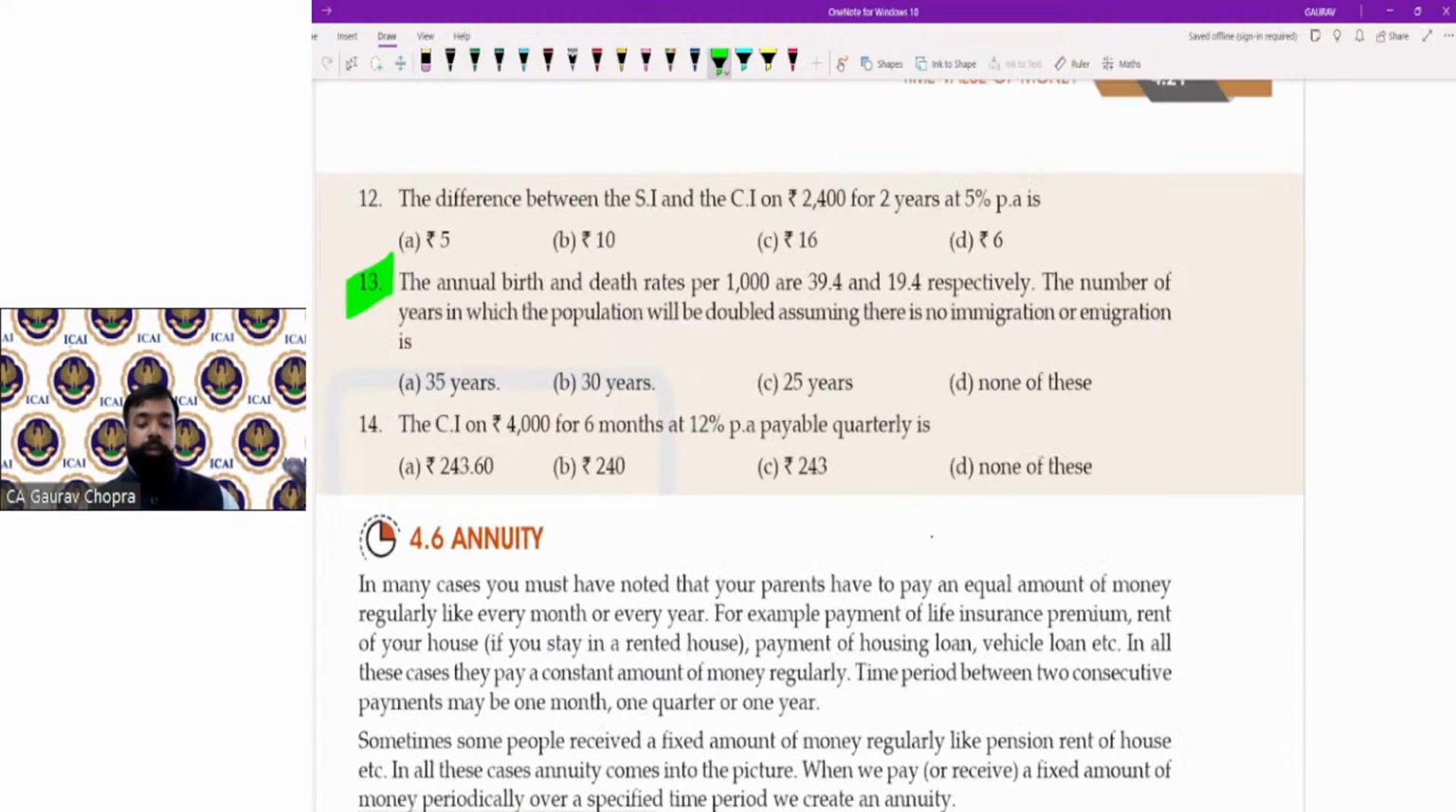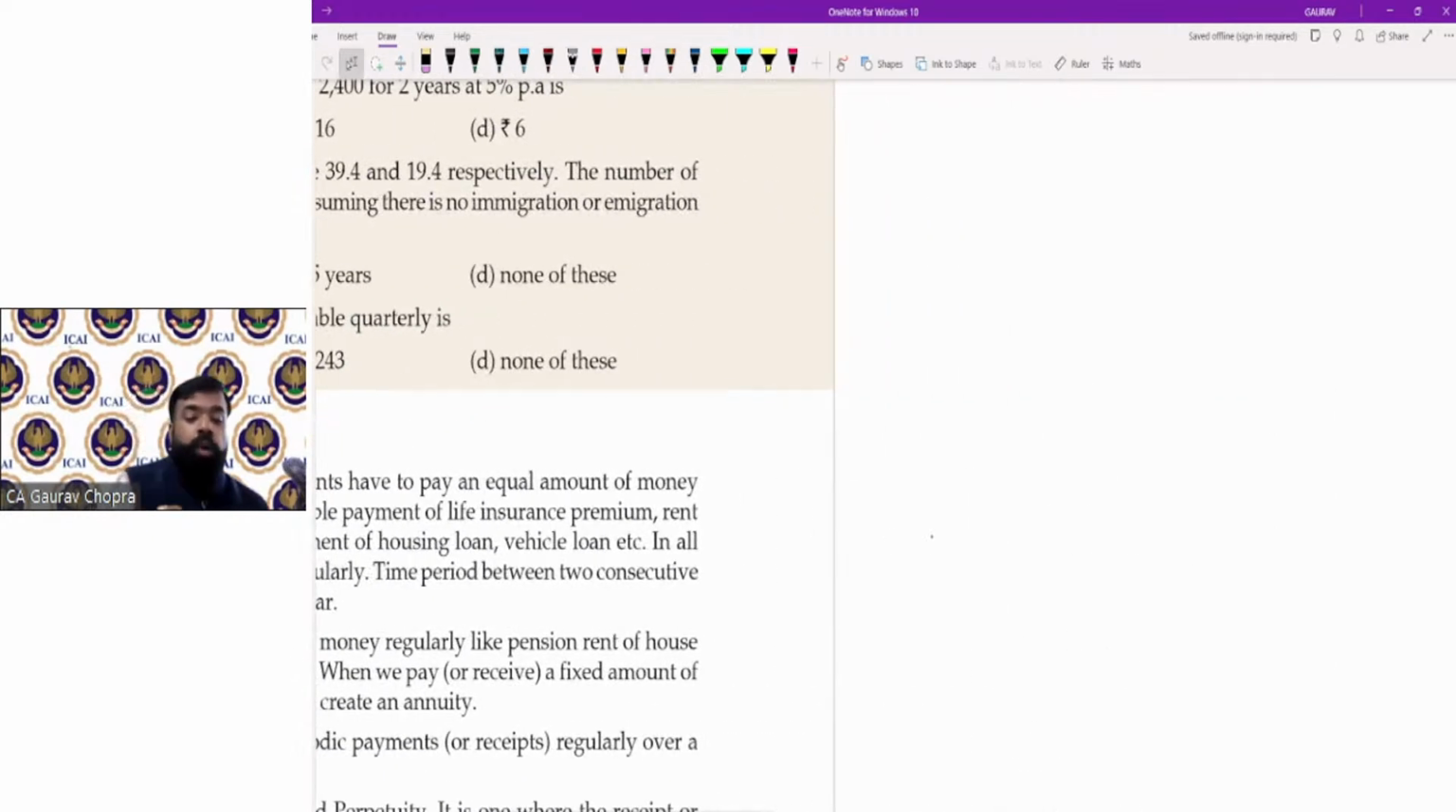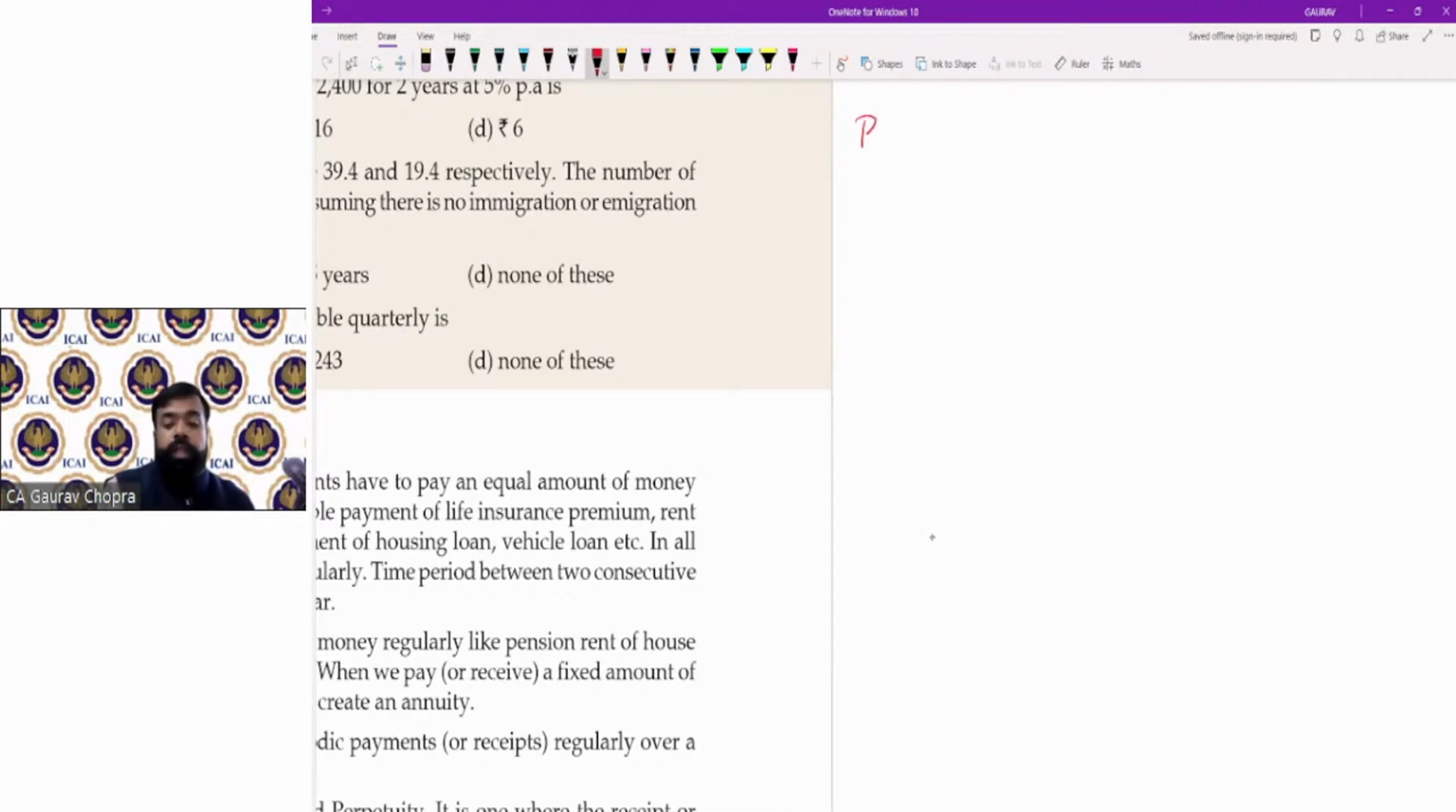This is a bit similar. The annual birth rate and death rate per thousand are 39.4 and 19.4 respectively. The number of years in which the population will be doubled, assuming there is no immigration or emigration. Now, what is given here? Birth rate. Birth rate is how much? 39.4 per thousand. It is not percent, it is per thousand. And what about the death rate? It is 19.4 per thousand.